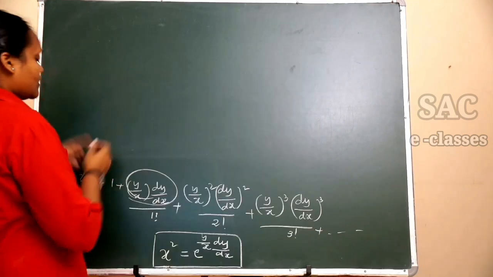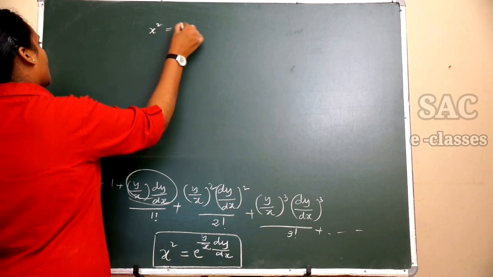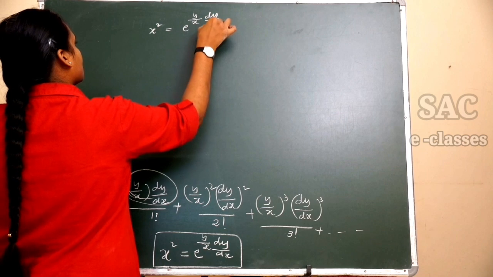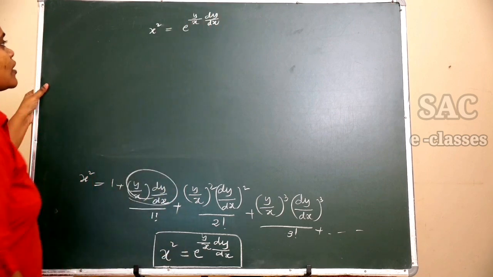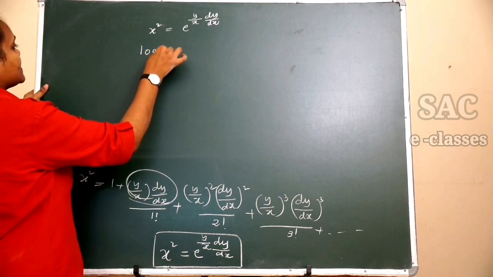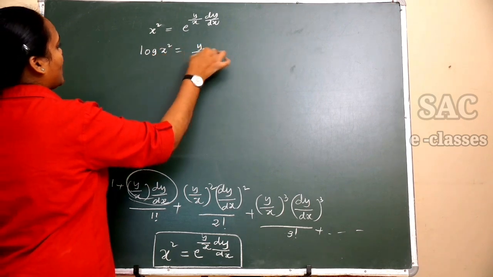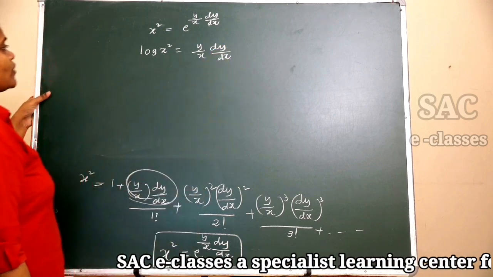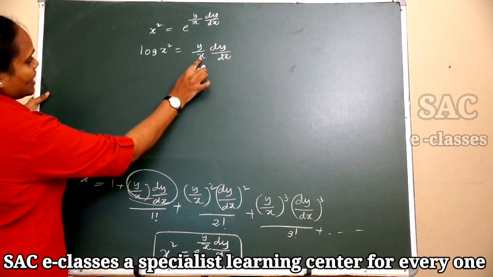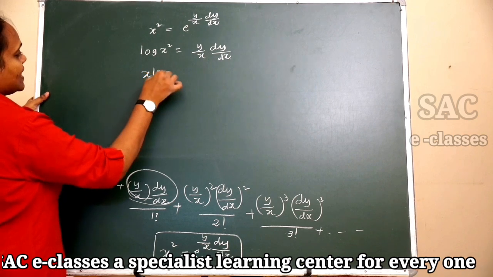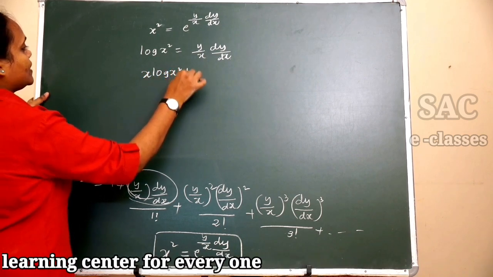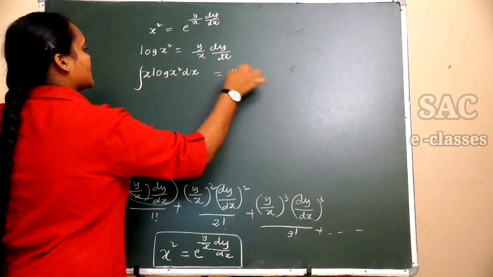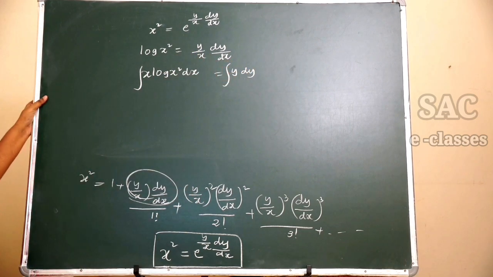So now we have converted the given differential equation into the simplified manner. Now let's solve it. Now x square is equal to e power y by x into dy by dx. Apply the log on both sides. Log x square is equal to y by x into dy by dx. If you observe clearly, we can write that x into log x square dx is one side, y dy is another side. Apply the integration on both sides.